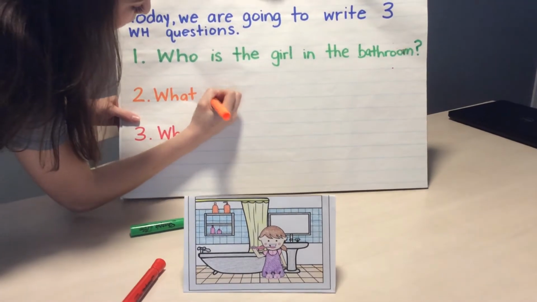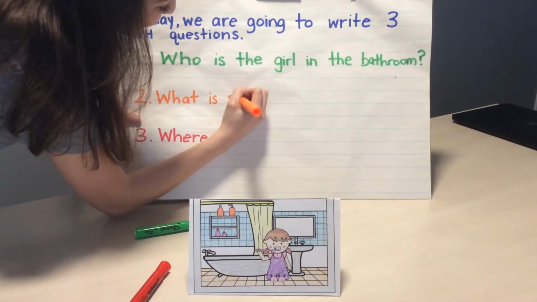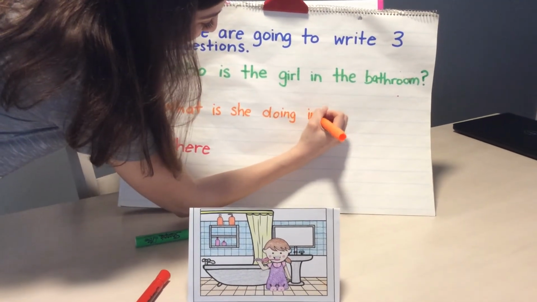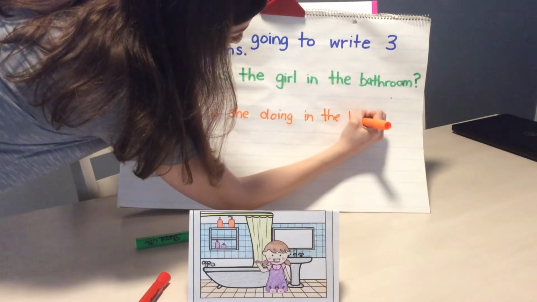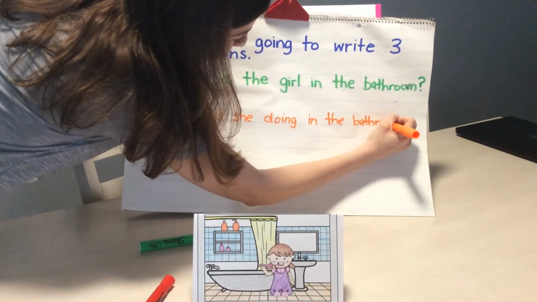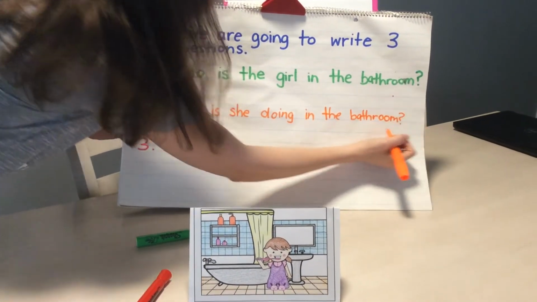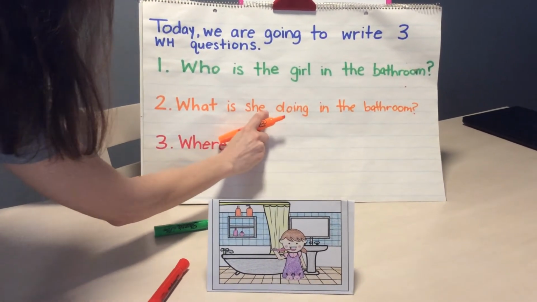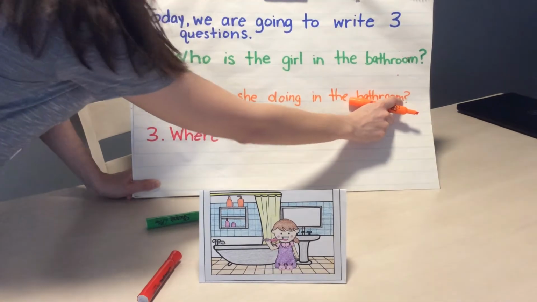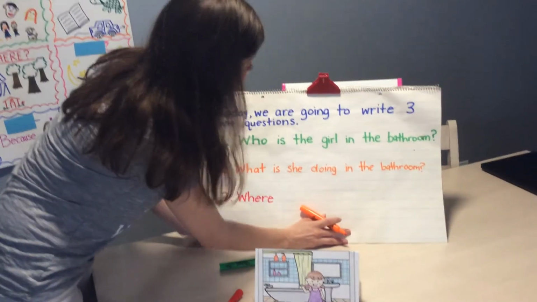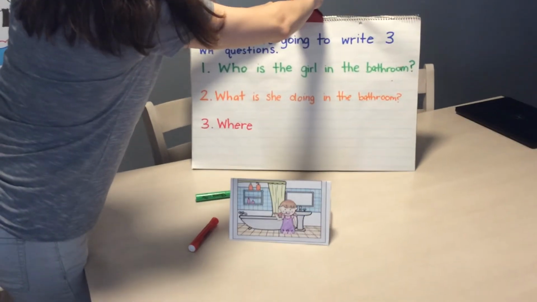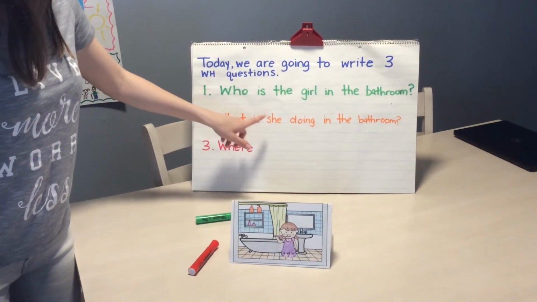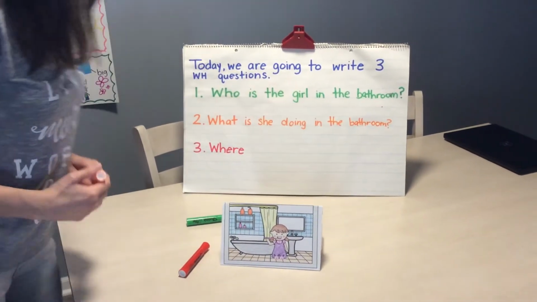What is she doing in the bathroom? Remember, you always need to put finger spaces in between your words. So I put all of my finger spaces there. And then what did I put at the end of my question? I put a question mark. Let's read our second question. What is she doing in the bathroom?